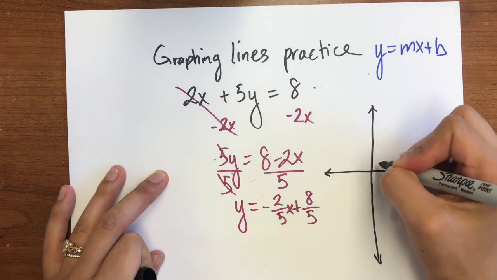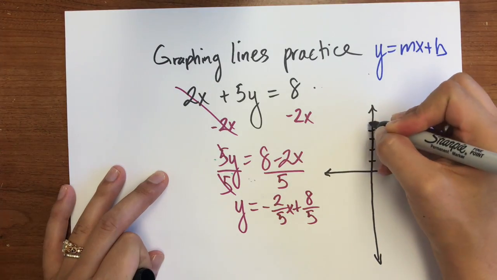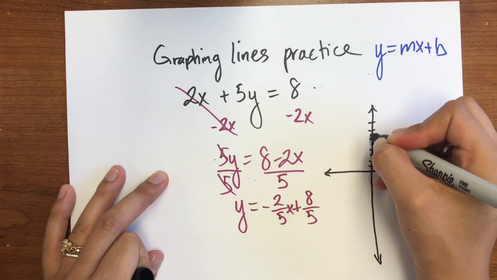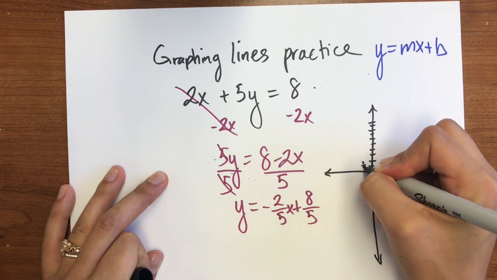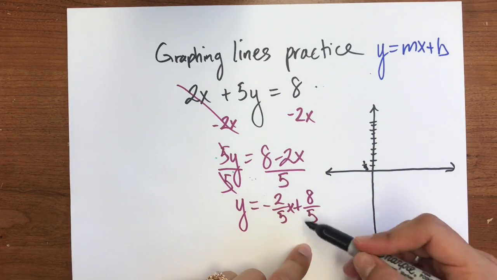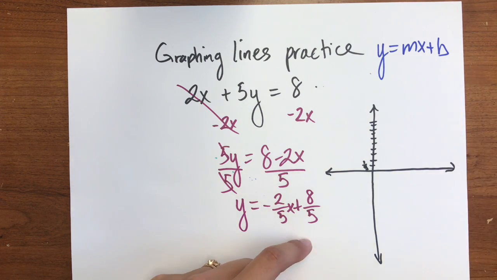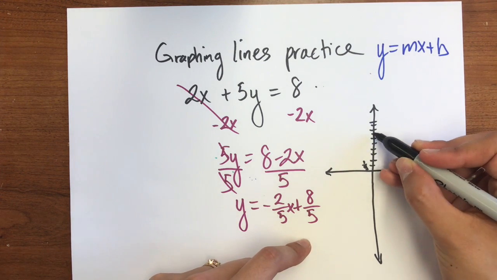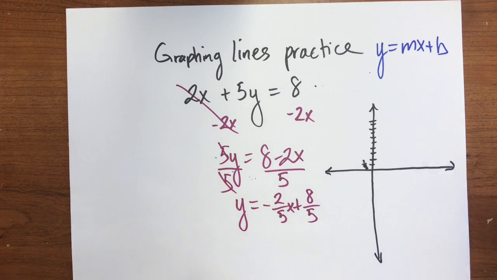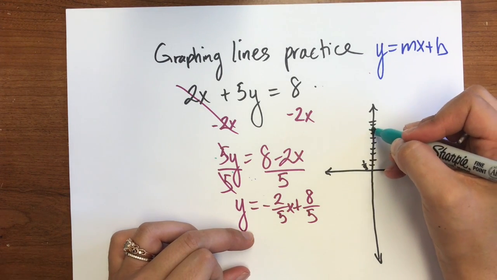Okay, so I'm going to kind of write my units. All of these little lines are going to be fifths. Okay, so that's 1/5 right there. So I look at 8/5. Now that's my b value. Remember, that's my y-intercept. So basically, I'm just going to go to 8/5 on my y-axis and draw a dot there. That is the first point of my line.